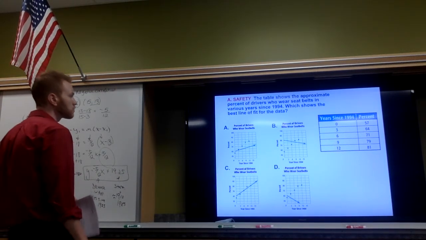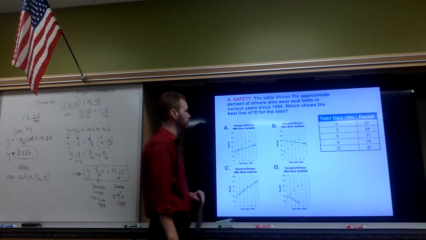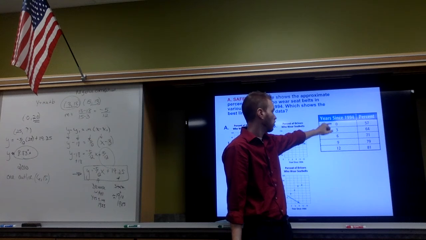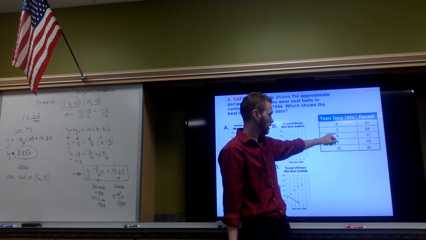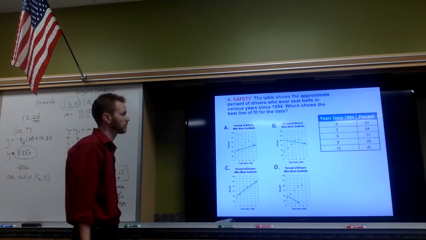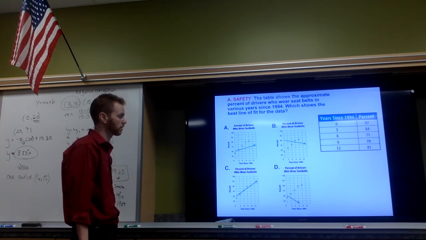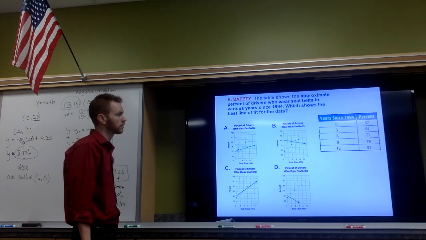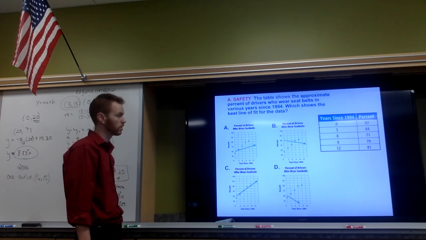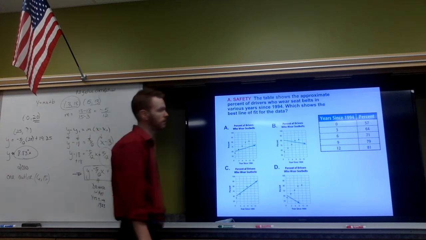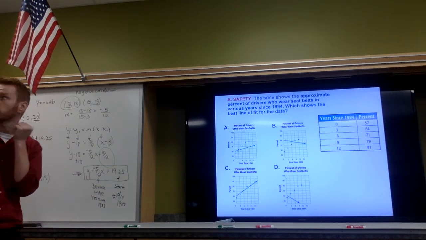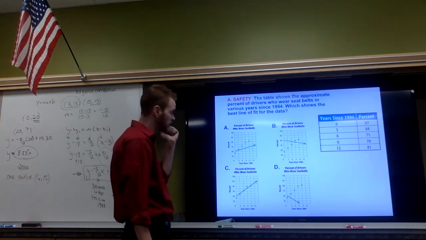Safety. The table shows the approximate percent of drivers who wear seatbelts in various years since 1994. Looking at the graph, 0 represents the year 1994, 3 represents 1997, 2000, and so forth. Which one of these shows the best line of fit for the data? Take a look at the table. You see how the percent is increasing? If that's the case, then my line should have a positive slope. B and D are not showing that, so we can eliminate those two options. The only options I have left are A and C.